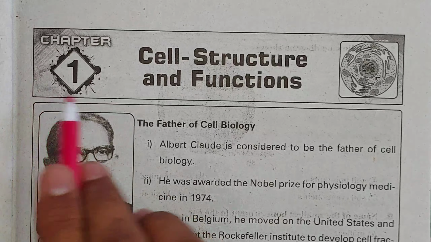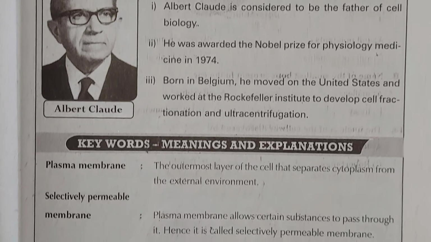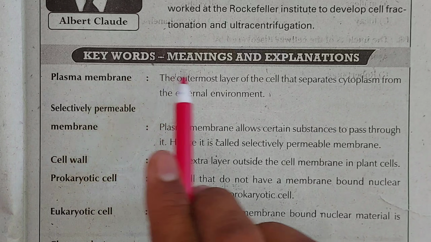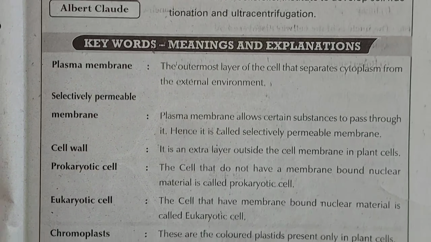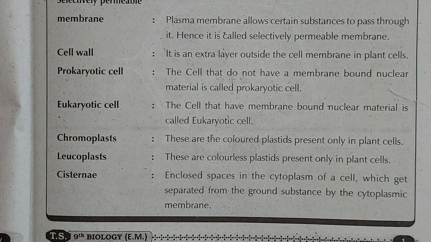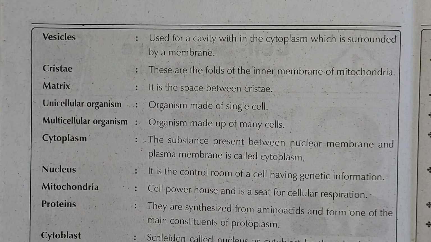As you can see, our chapter 1, cell structure and functions. First we will see keywords, meaning and explanation. You can see here the keywords, meaning and explanation. Keywords, meanings and explanations continue onto the next page also. You can see here.